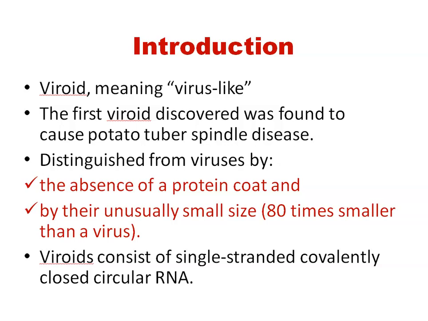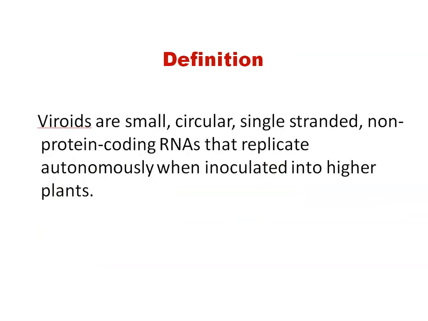Viroids are an independent class of plant pathogens which are distinguished from viruses by, number one, the absence of a protein coat, and second, by their unusually small size. A viroid is 80 times smaller than a virus. Viroids consist of single-stranded covalently closed circular RNA in both rod shape and branch structures. They are only 250 to 400 bases long.